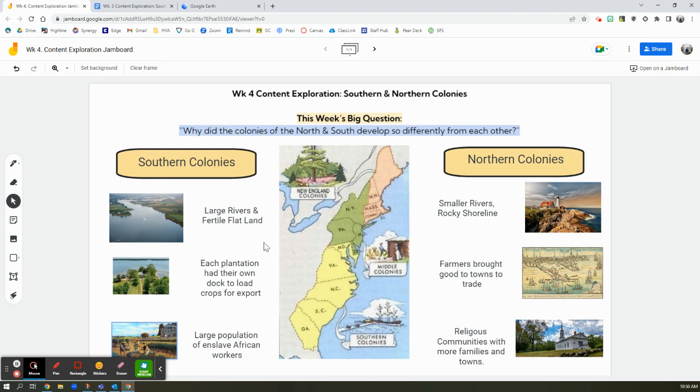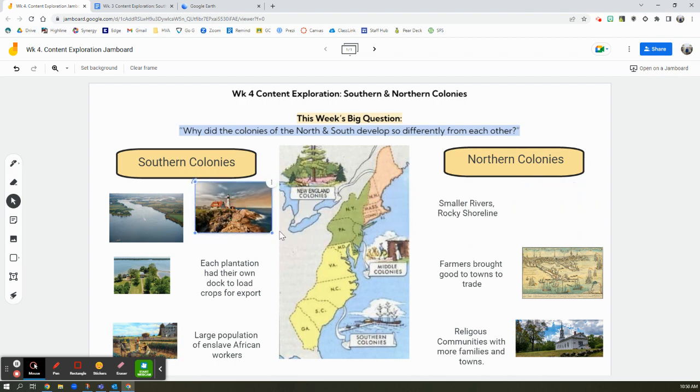So that's the southern colonies, talking about the geography, right? The types of rivers and land, as well as the types of communities that developed, and the culture. Okay, now let's take a look at the northern colonies.